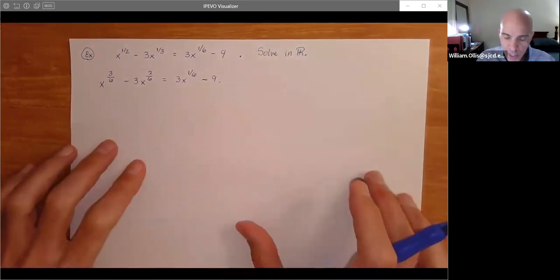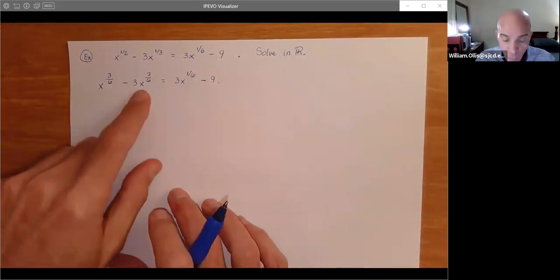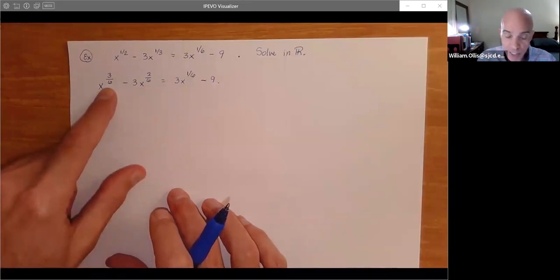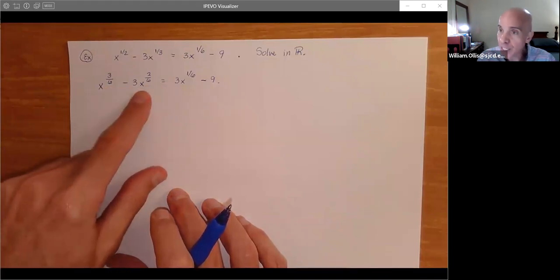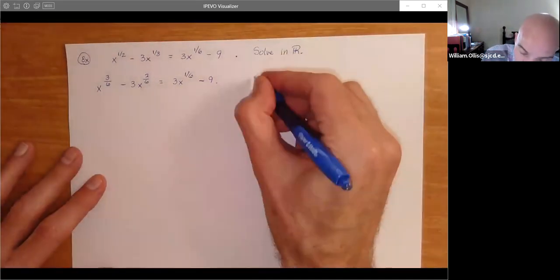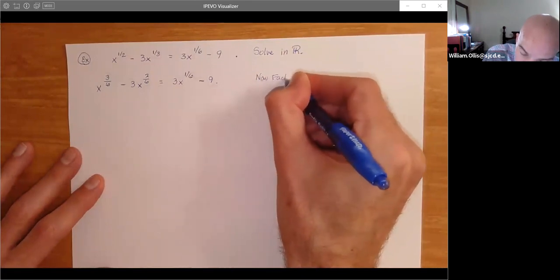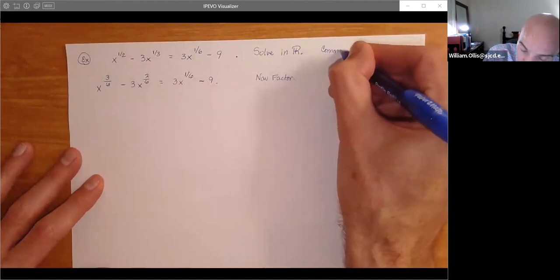Now, notice here, we have common factors. If we look here, we've got an x to the 2 over 6 here and an x to the 2 over 6 here. We're left behind x to the 1 over 6, but we can factor x to the 2 over 6 out of each of these terms on the left-hand side. So let's do that. So I'll just say now factor. First, we'll say common denominators.